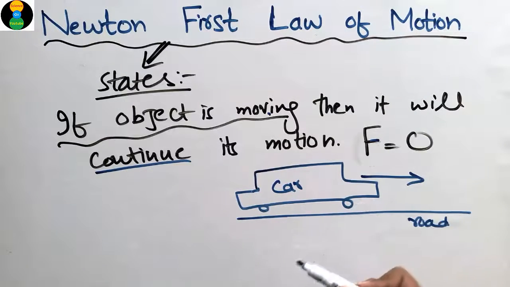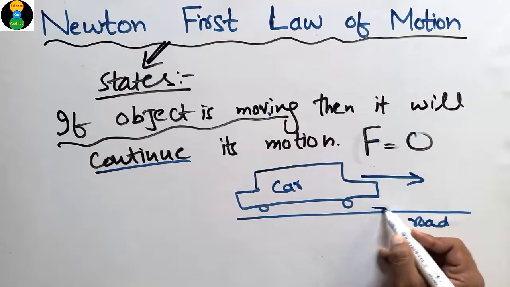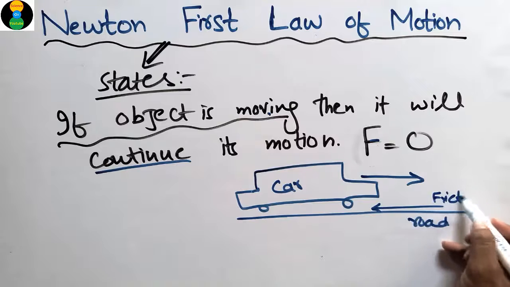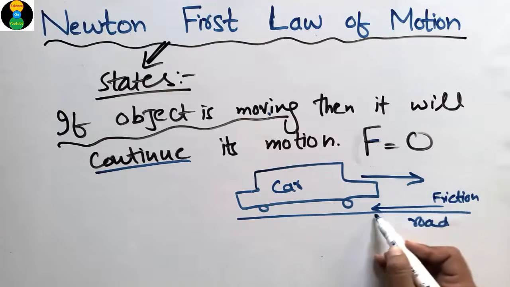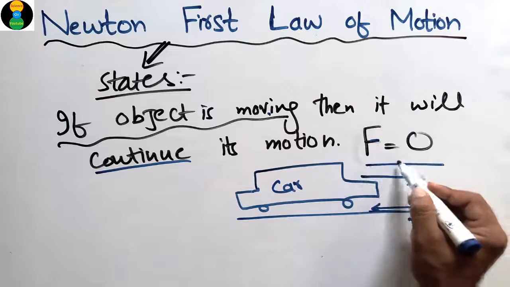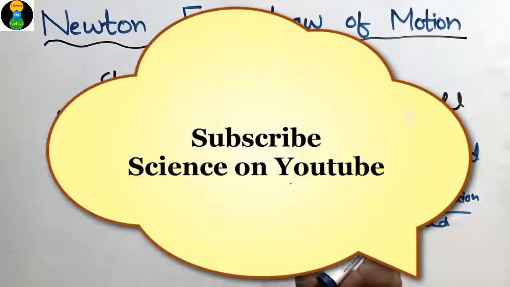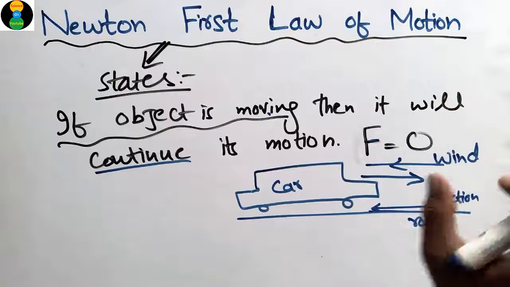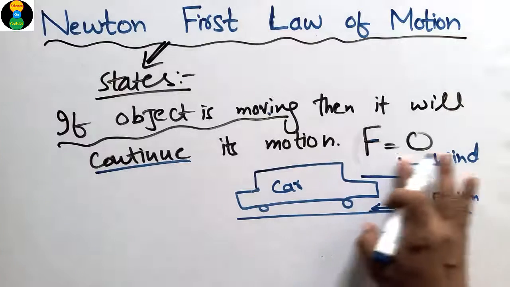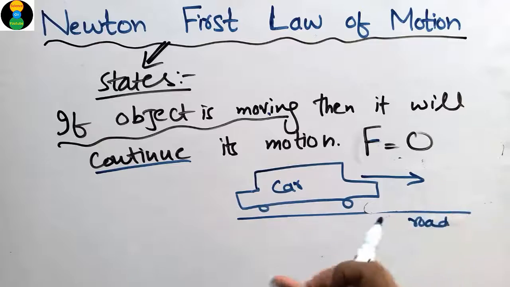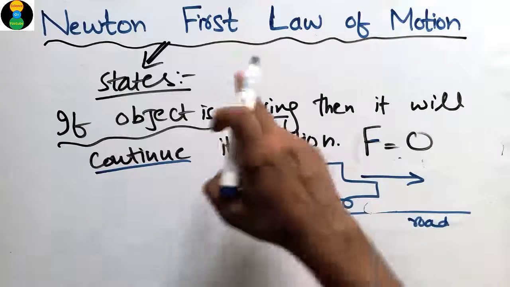But it stops. Why? Because actually friction forces act on the car, from the road as well as the wind forces. So these forces make the car stop. Otherwise, if there is no external force acting on this car, it will continue its motion throughout its life. So this is the one statement of this law.